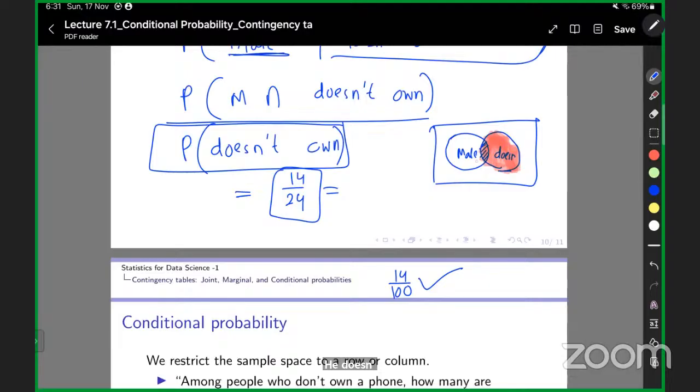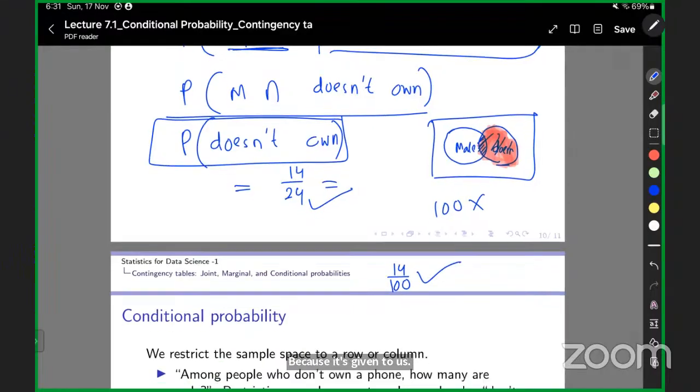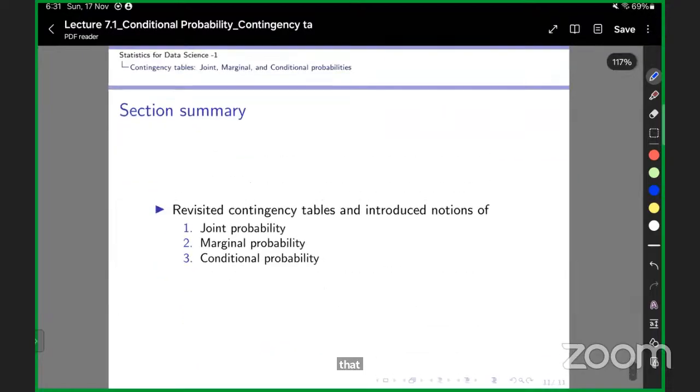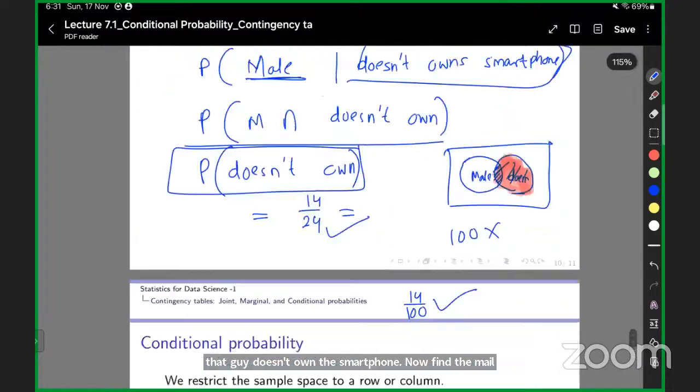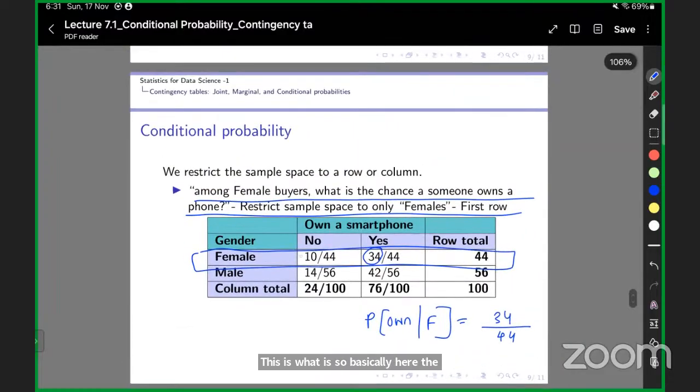So this will reduce our sample size, right? Previously we would have taken the whole thing, 100 of them, but now we don't need to take 100 of them. We just need this 24, because it's given to us that that guy doesn't own the smartphone. Now find the male.